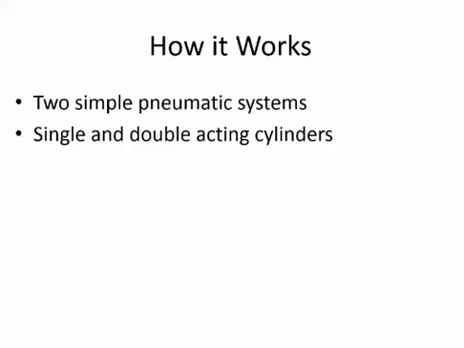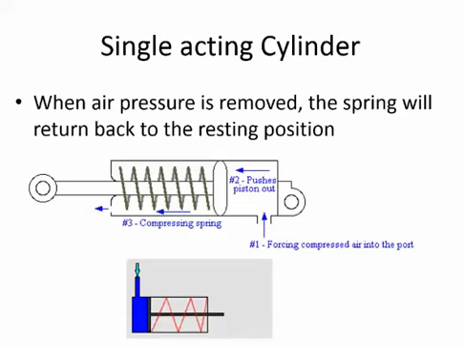There are two simple pneumatic systems: single and double acting cylinders. With the single acting cylinder, the tank fills up with pressurized air, and that forces the spring to compress. When this air pressure is removed, the spring will return back to its resting position. As you can see in the animated diagram below, you have pressurized air going into the compartment, and then as it is released, the spring goes back to its resting position.